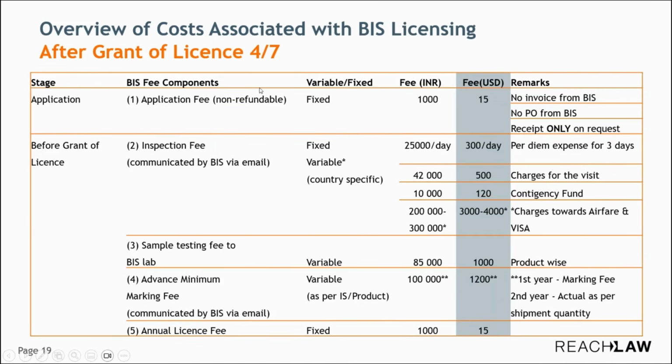Then this slide is important to understand what are the costs associated with the BIS license, and this is only authority fees. It doesn't include if you want to hire a consultant to support you with the license, so you have to add the consultant fees over and above these charges. So stage wise, if we see, it's an application stage, so it's only the application fee which is fixed, and you are paying in US dollar equivalent 15 US dollars.